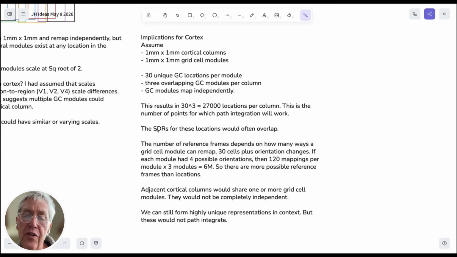And the SDRs for these locations, one of the issues here is that these SDRs would not all be unique. Think about it this way: I have three sets of 30, and so at every 30th location, I'd have two of those grid cell modules, if I'm thinking about it correctly. It wouldn't always be unique. We don't have the assumption of total uniqueness, but I guess it kind of makes use of the SDR.